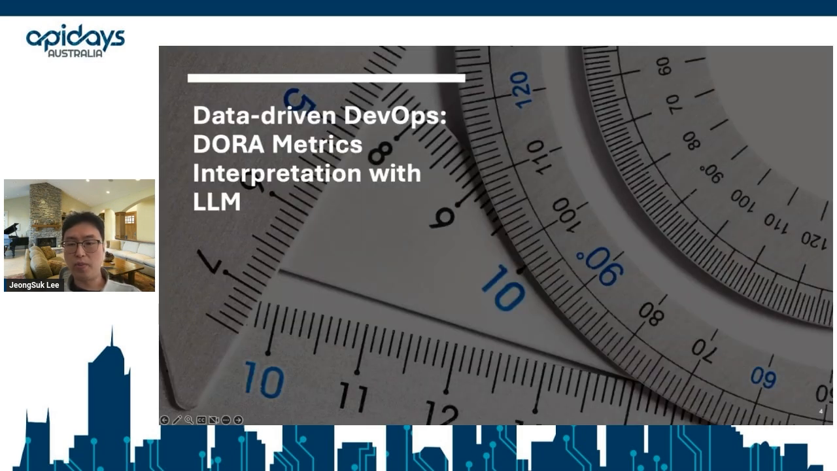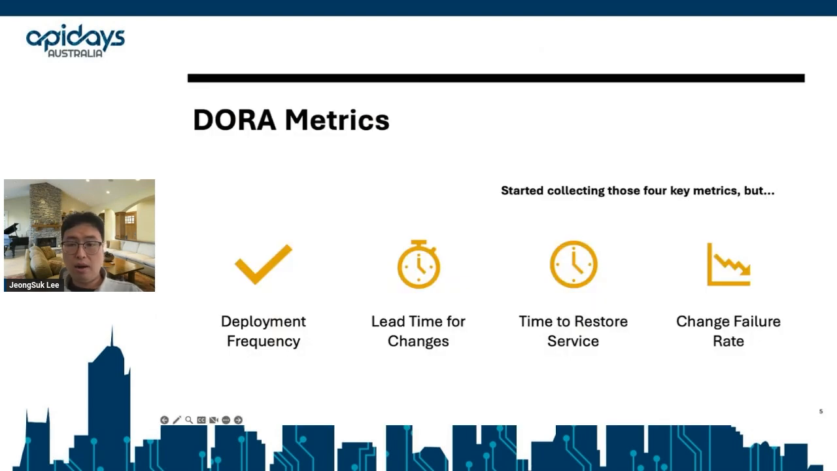Let's start with the first topic, which is DORA metrics. A lot of people here already know what DORA metrics are. There are four factors to measure: deployment frequency, lead time for changes, time to restore services, and change failure rate. Except for lead time for changes, the rest of the three factors are relatively easy to calculate. So many companies already capture those four key metrics and show them through dashboards or BI tools.